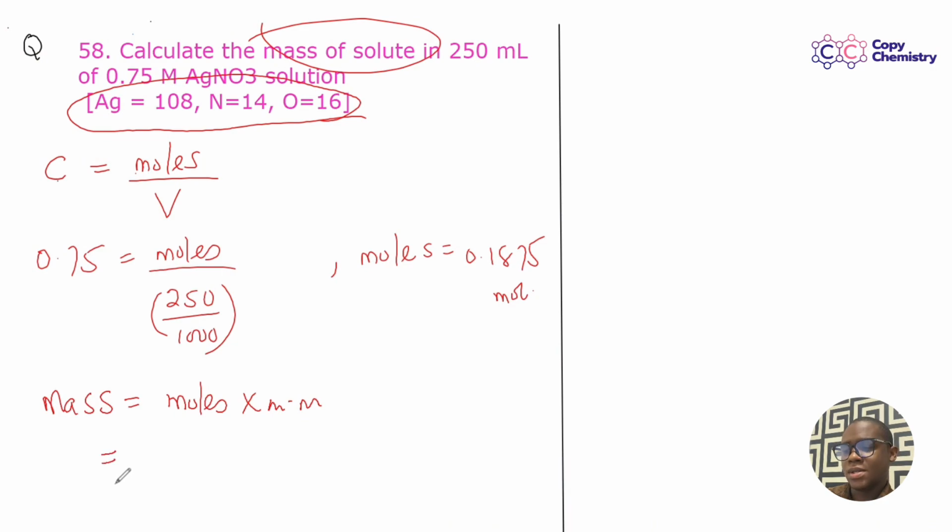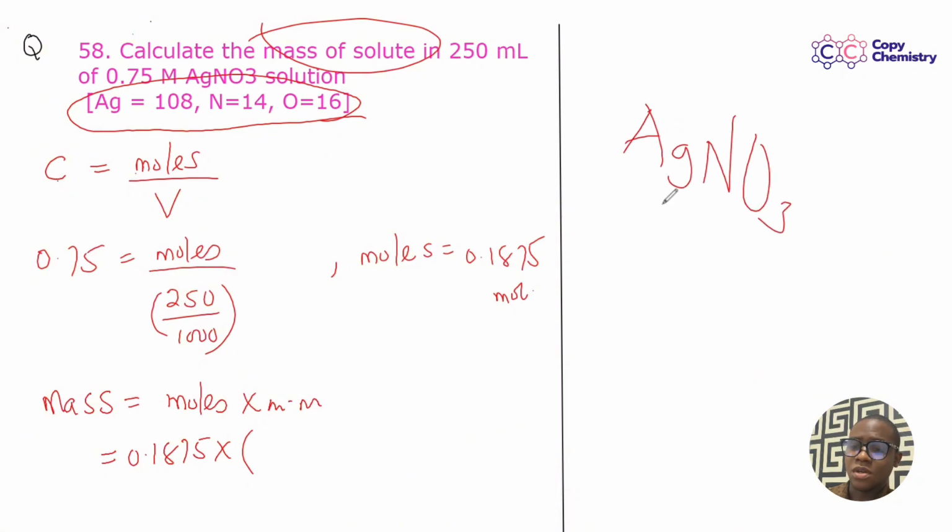So it means that we're doing 0.1875, which is the moles, multiplied by the molar mass of silver nitrate. And how do you do that? The silver nitrate we're dealing with is AgNO3. Ag is about 108 plus nitrogen is about 14 plus we have O3 here. That's 3 multiplied by whatever O is. O is 16 from the question. That's 3 multiplied by 16. Good. I'll just use my brackets there to make life easy for everybody.